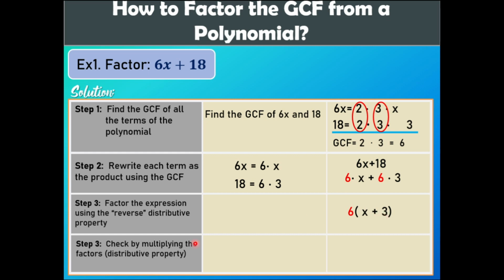Step number 4. Check by multiplying the factors using the distributive property. Let's check if 6 and x plus 3 are the factors of 6x plus 18. So 6 times quantity x plus 3. Let's distribute. 6 times x is 6x. 6 times 3 is 18. So we have 6x plus 18, which is correct. Therefore, the factored form of 6x plus 18 is 6 times quantity x plus 3.